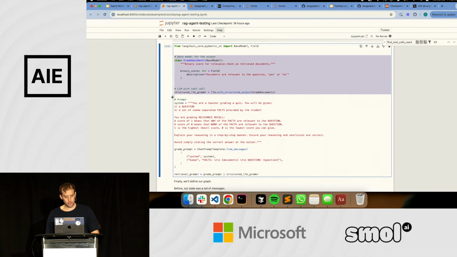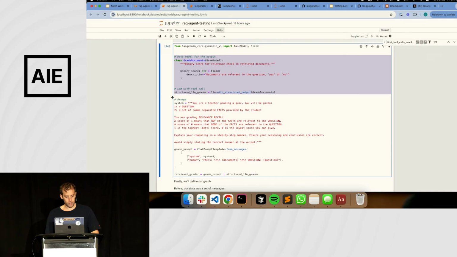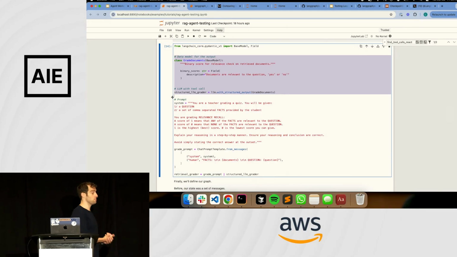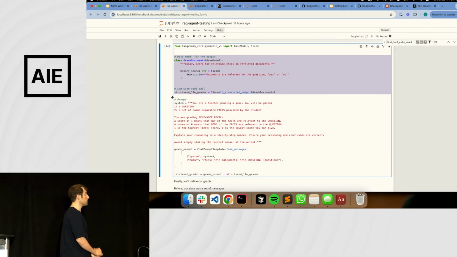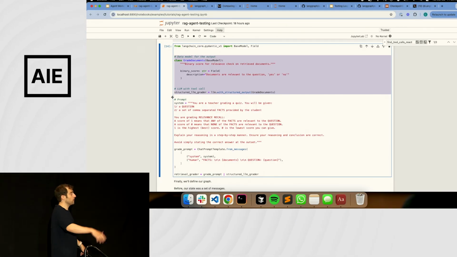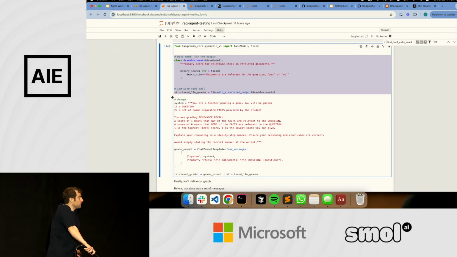If you look at the retrieval grader here, this is using LLM with structured output, and here's my grade schema. Try that with instructor. That should work great. You don't need LangChain at all for this, and that'll fit right into the LangGraph. So I think it'd be great to use instructor with LangGraph for this particular use case.